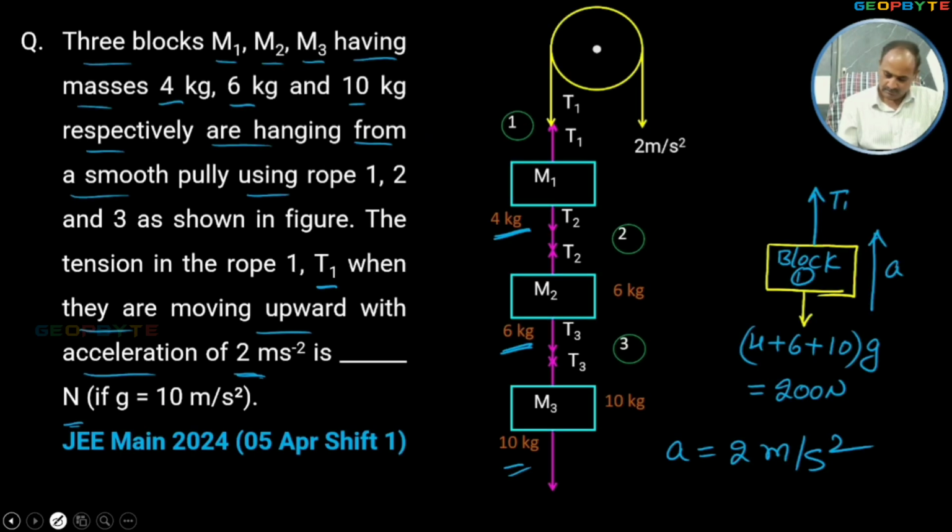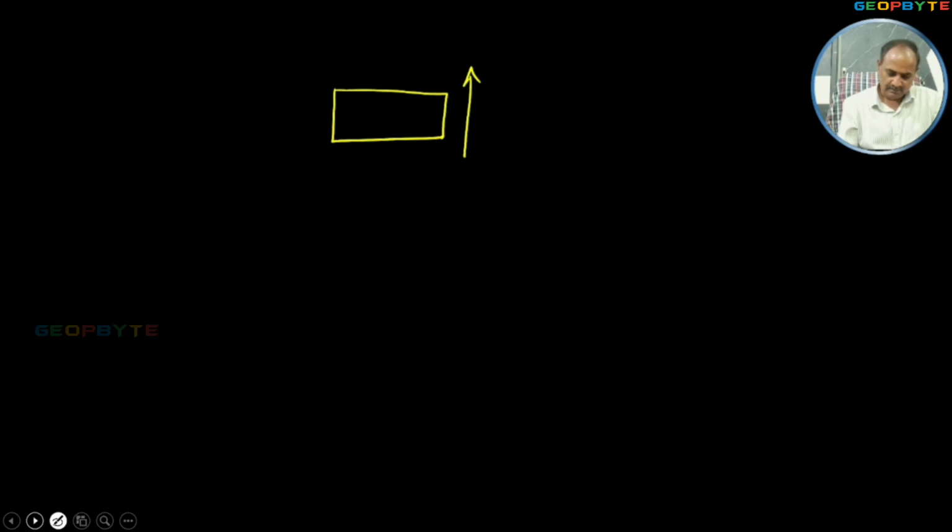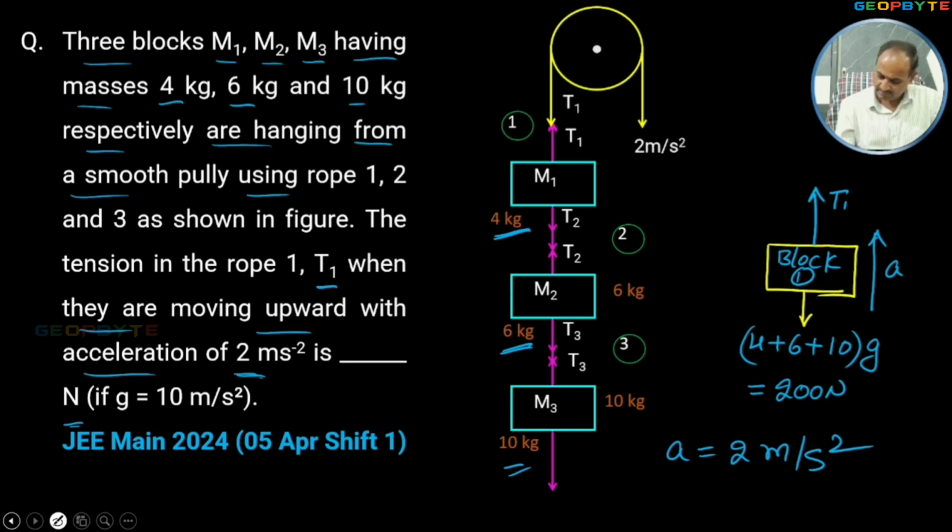Let us take another slide. Let me draw it. This is the block. The block is moving upwards with acceleration equal to 2 meter per second square. This is the T1 direction. This is the weight direction. Weight is decided as 200 newtons.